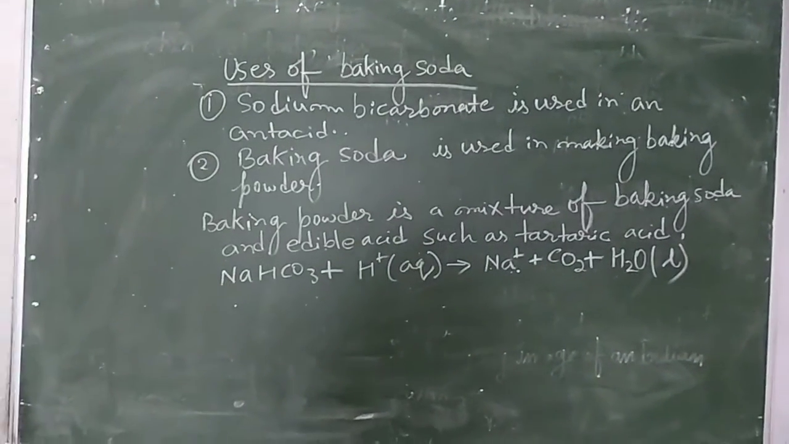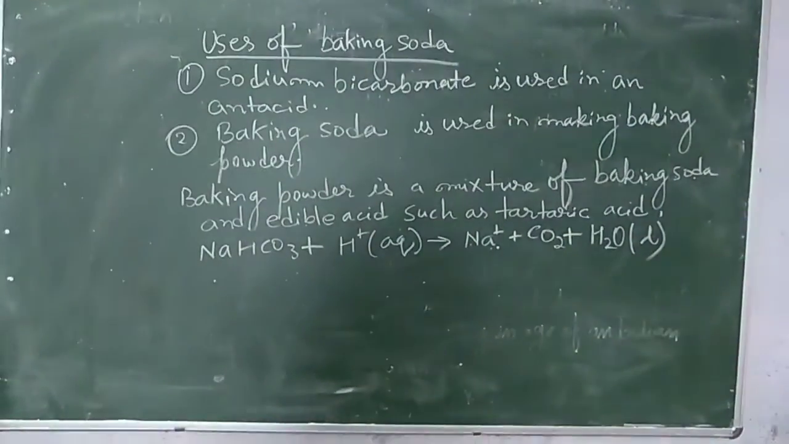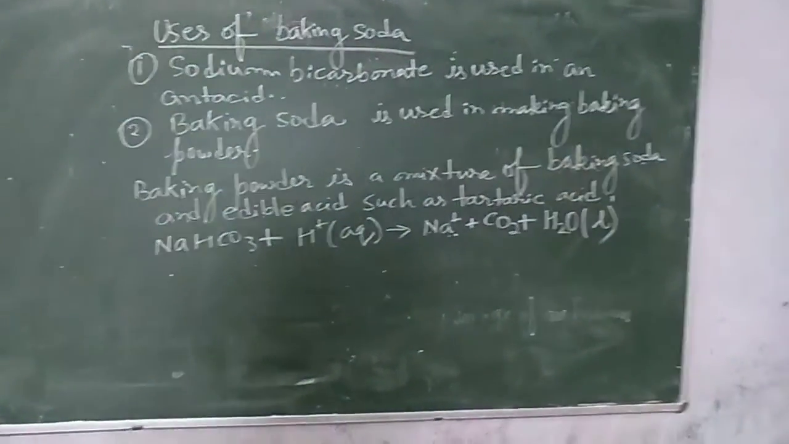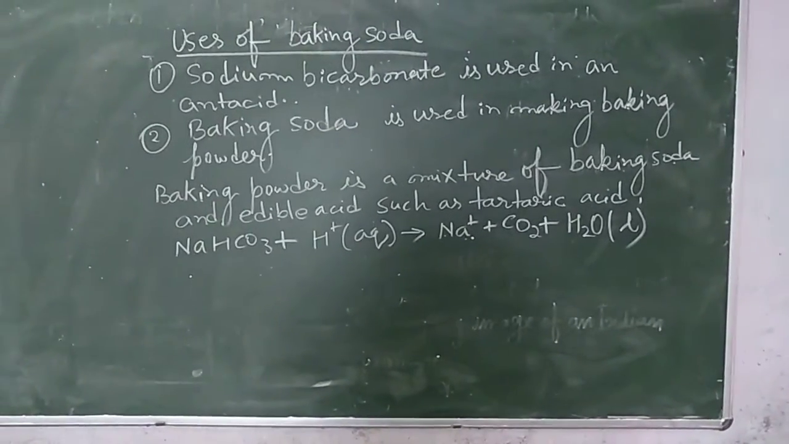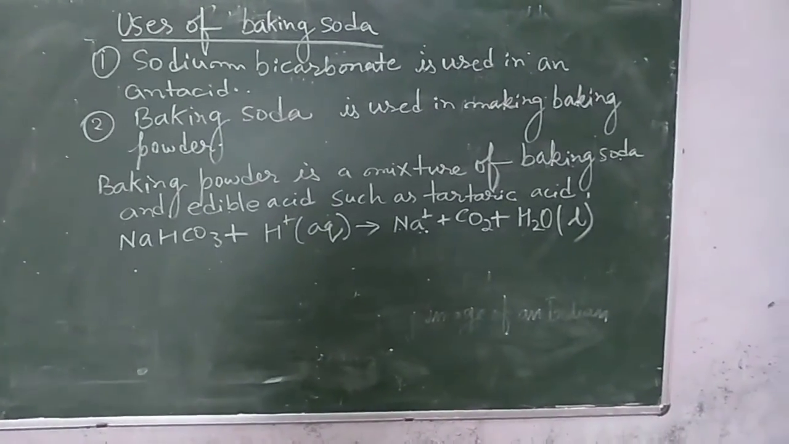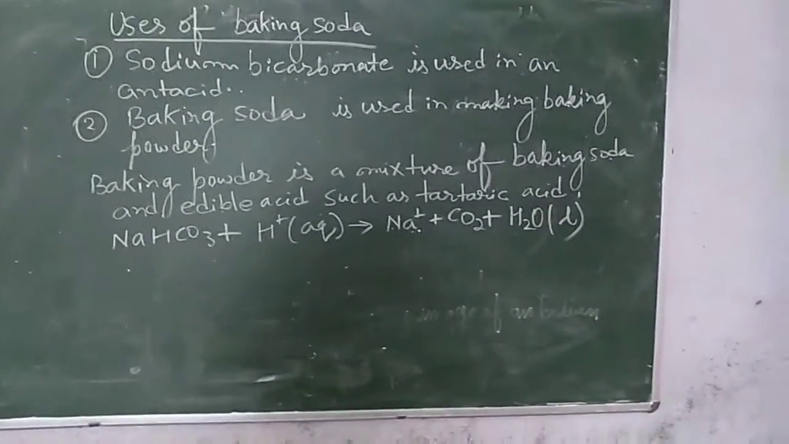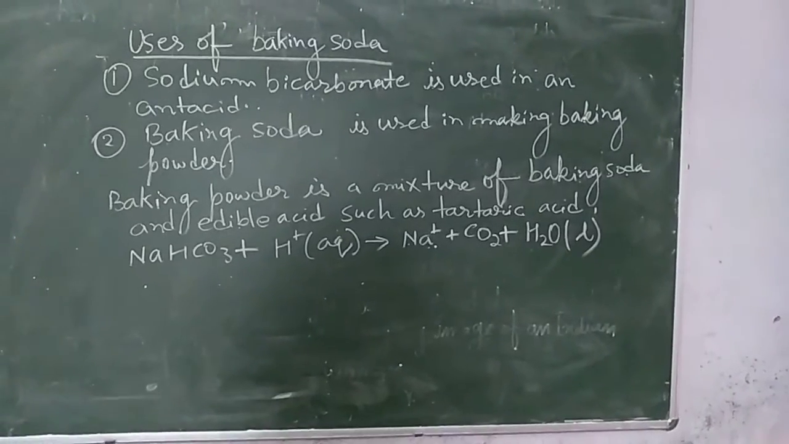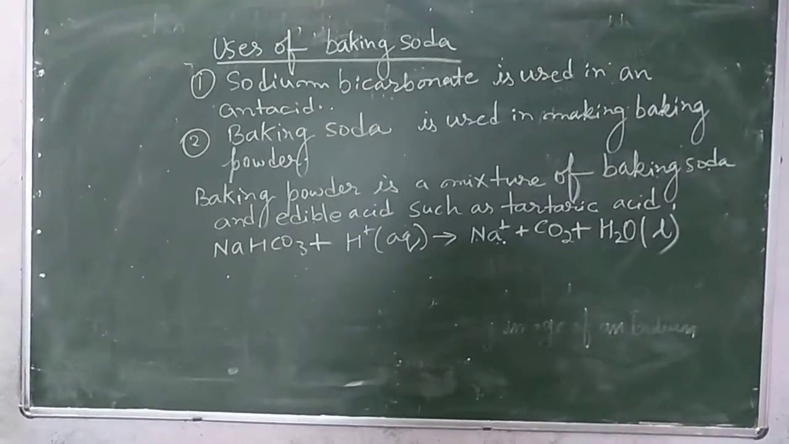Now the uses of baking soda. Baking soda is used as an antacid. When our stomach becomes very acidic, then we can use sodium bicarbonate to get relief from that acidity. Second, baking soda is used in making baking powder.